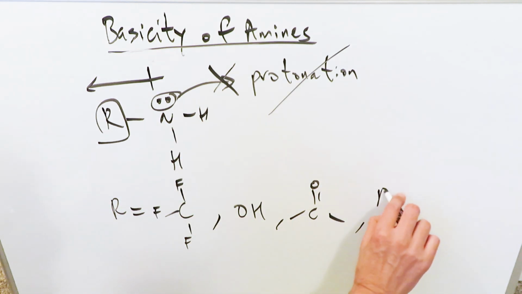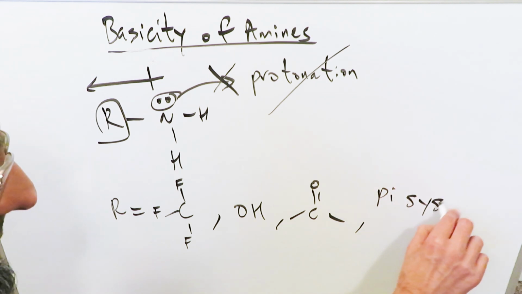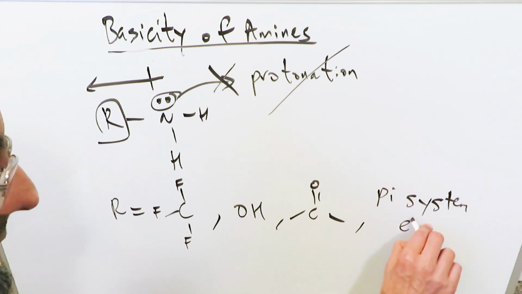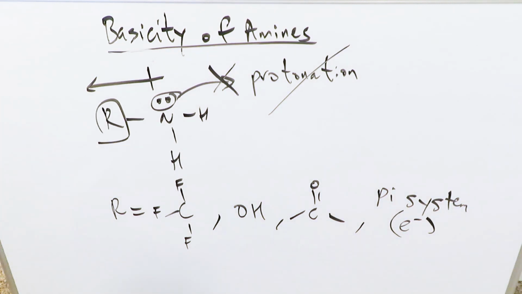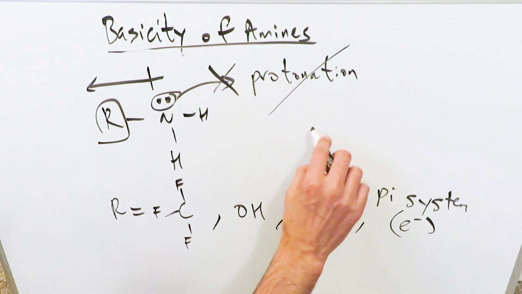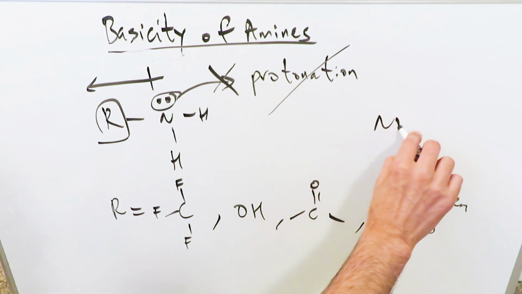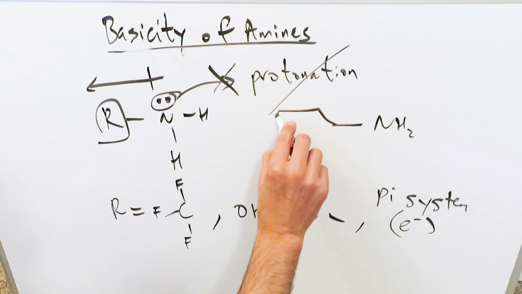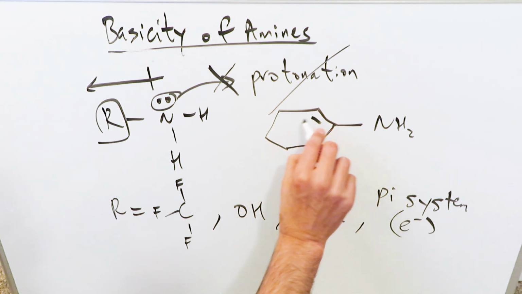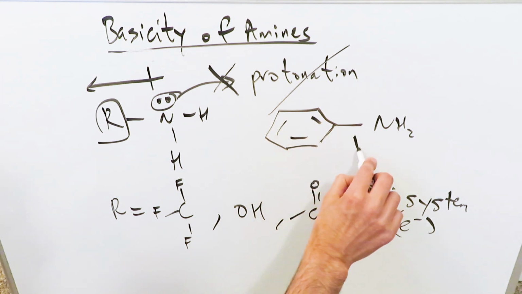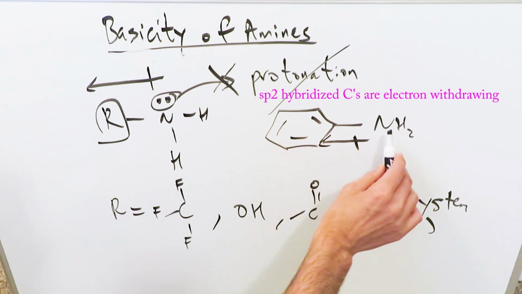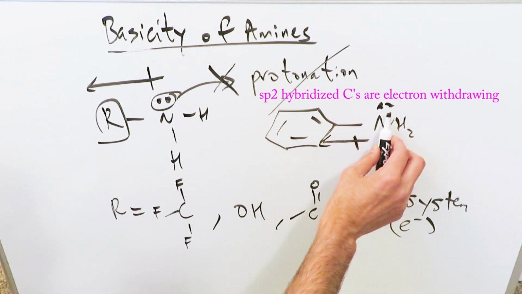Even you can have pi systems. What are pi systems or pi electron systems? We'll call these pi electron systems. These are like aromatic compounds. Consider this: if you have an NH2 attached to a benzene ring where you have an aromatic compound, this benzene ring can suck electron density away from the nitrogen, and it would be less likely to act as a base.